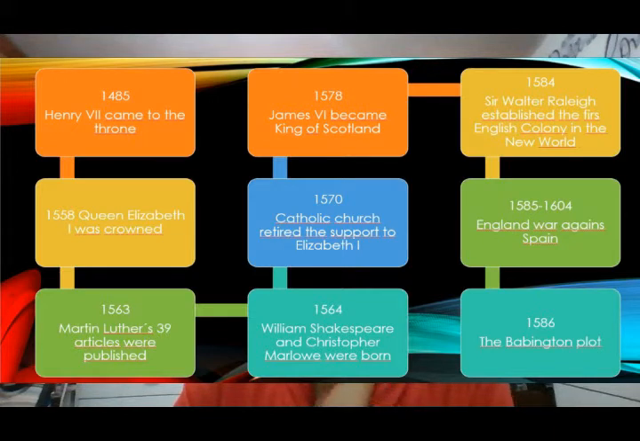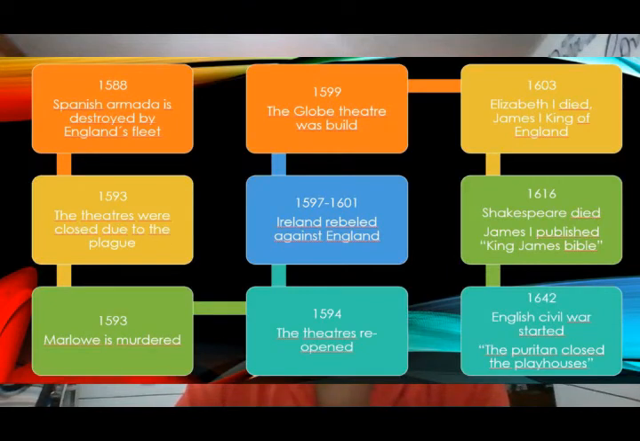During 1585 and 1604, England had a war against Spain, and in 1586 was the Babington Plot because some people decided to kill the queen, Elizabeth I. So it was a plot to kill the queen, but it was not possible. In 1588, the Spanish Armada was destroyed by the English fleet, so England won against Spain.